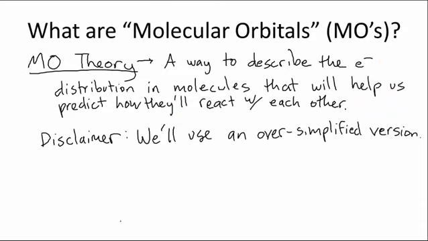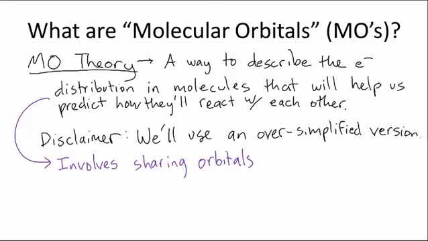So going back to this idea of what is MO theory, we say in order for a bond to be formed, two atoms share electrons. That also means they're going to share orbitals. So really this description will involve sharing orbitals among atoms. Makes sense. We say covalent bonding is sharing electrons. In order to do that, they've got to share orbitals.